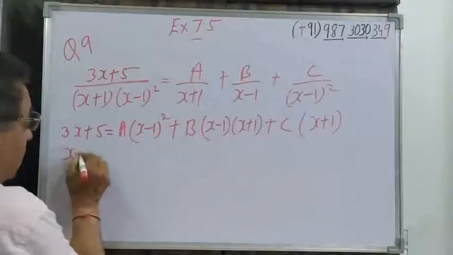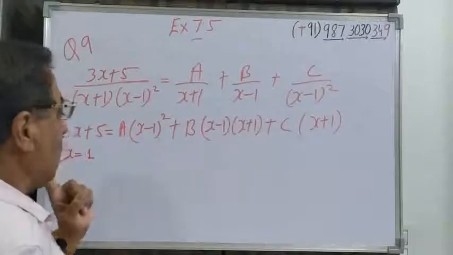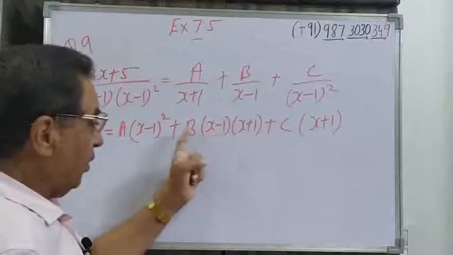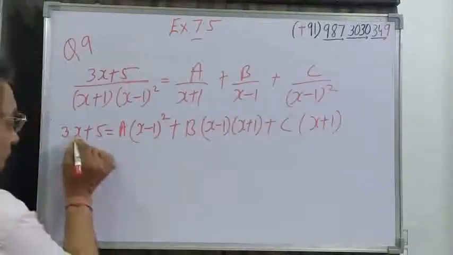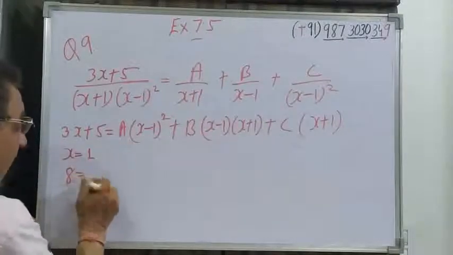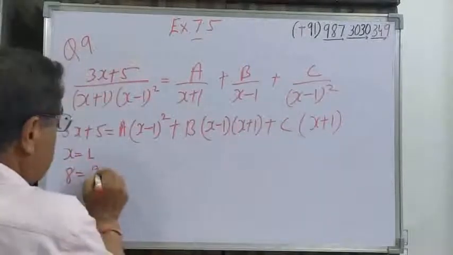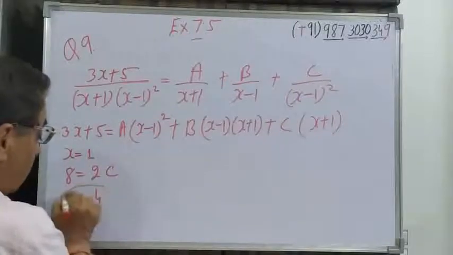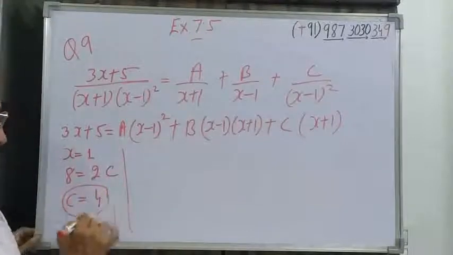I will take first of all x equal to 1, making one of the factors 0. When it becomes 0, A becomes 0 and B becomes 0, so we get the value of C. When x equals 1 is put on both sides, 3 ones are 3 plus 5, 8. On the right hand side, we get 2C. That is 8 equals 2C, so C comes to be 4.